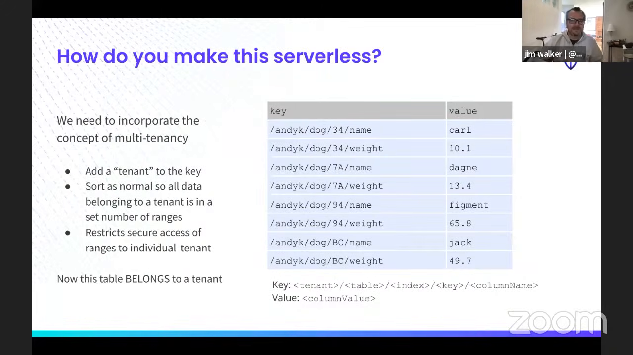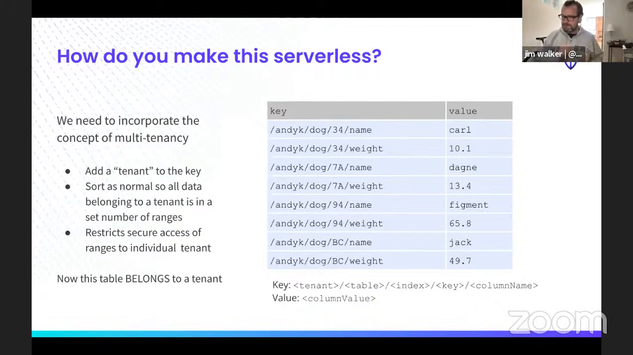What this does is it allows us to restrict secure access to ranges of data to an individual tenant, right? Because this tenant is mapped to these ranges now. And I'm going to show you how ranges work as well here in a little bit. So this table belongs to a tenant. And so we've made the storage layer, the KV store, multi-tenant. And that was one of the key things that we did.